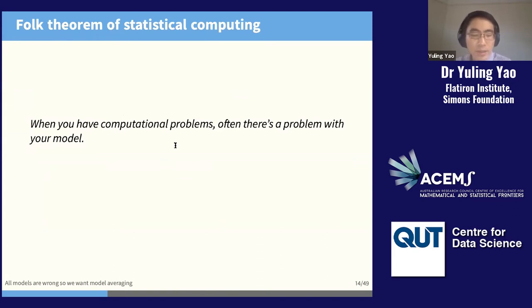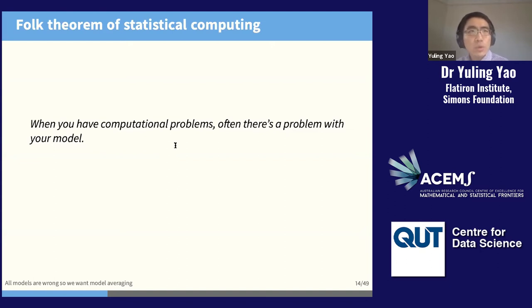I also want to mention that this stacking idea is not only useful to average different models, but also to average different computation components. This is a reflection of the so-called folk theorem of statistical computing: when you have a computational problem, it is often a problem in your model. It is relevant because when we use MCMC, for example running Stan to compute Bayesian models, if you run multiple chains you may get very different results because some of the chains might get stuck in local modes.